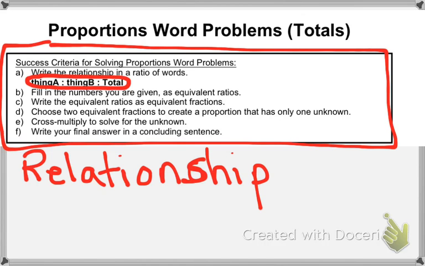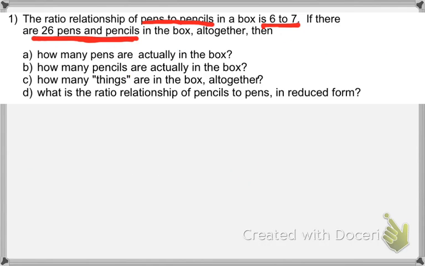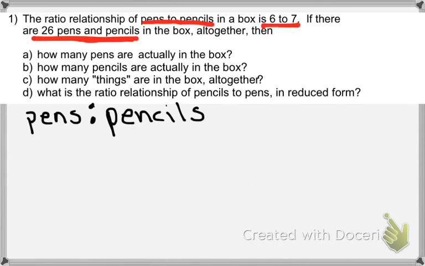So the first step says to write thing A to thing B to total. So what are the things that we're talking about? We're talking about pens and pencils. So thing A is pens, dot dot makes it a ratio. Thing B is pencils, and then we're going to put that to the total things.